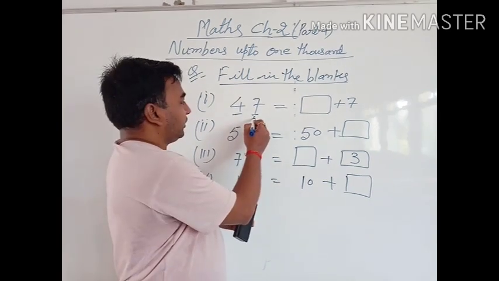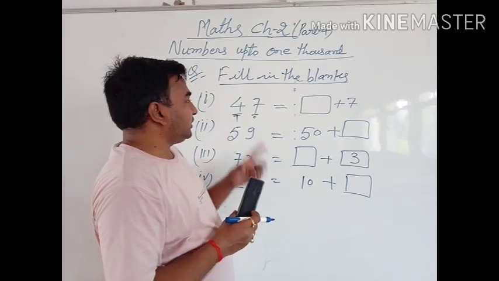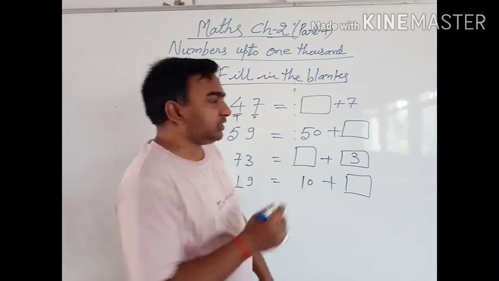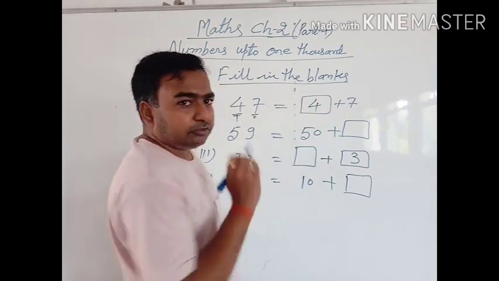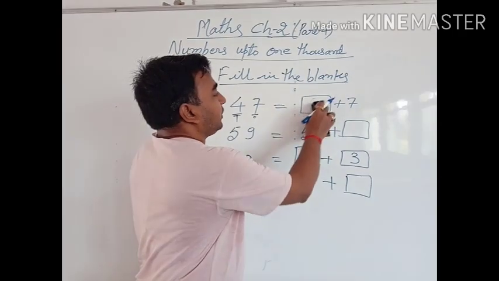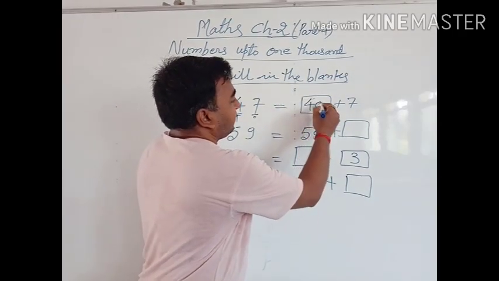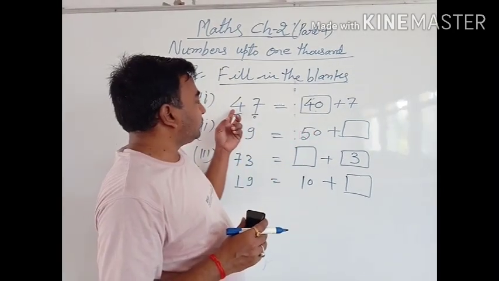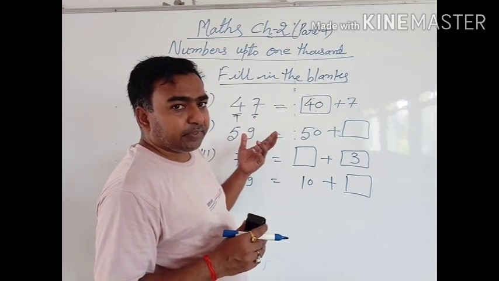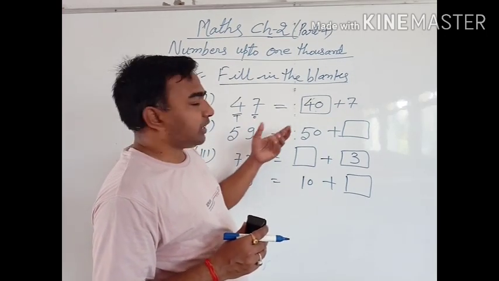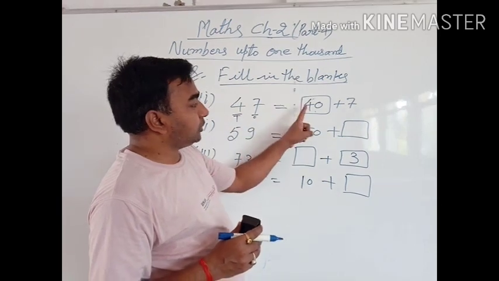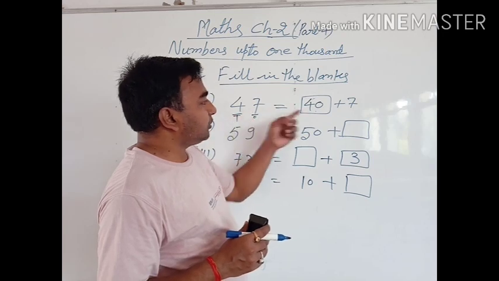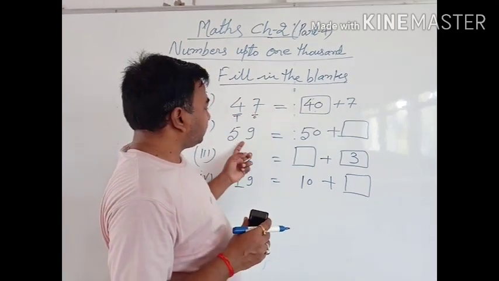Tens. Tens means what? Which number will we fill inside this box? 4? No, we will write 40 inside this box. Why have I written 40? Because the place of this 4 is tens. Tens means the given number multiplied by 10. So 40. How can we split the given number 47? 40 plus 7.